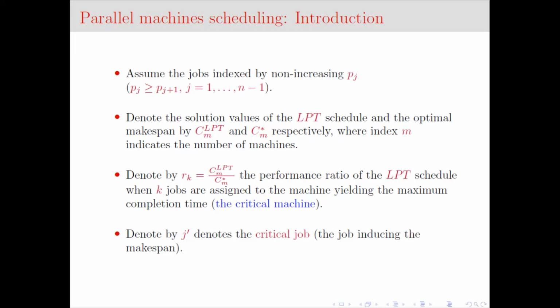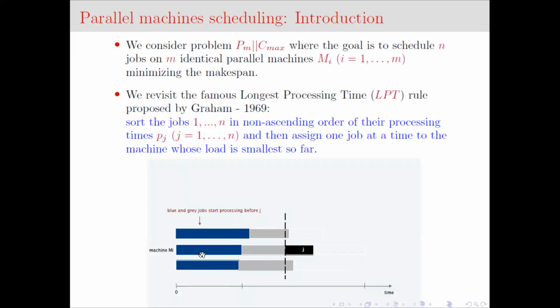Generally speaking, whenever we analyze LPT, we are interested in what happens to the critical machine. The critical machine is the one that provides the makespan, and the critical job is the last job on that machine, which is actually the smallest job on the machine that provides the makespan. In our example here, the critical machine is the second one, and the critical job is the black job.